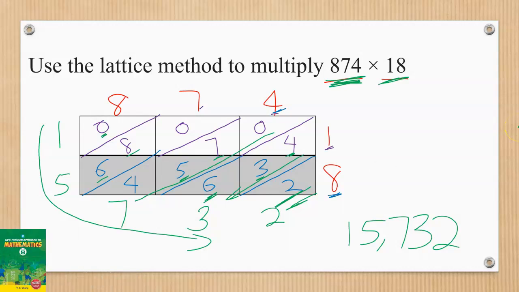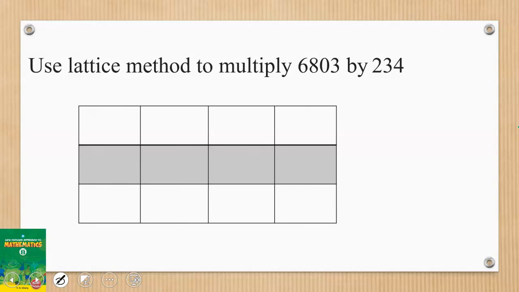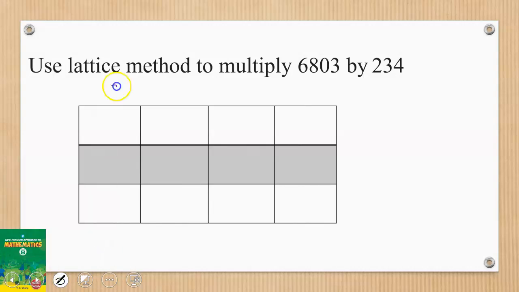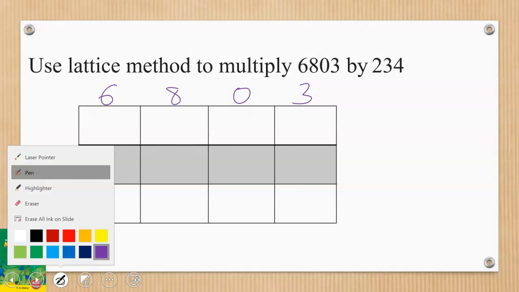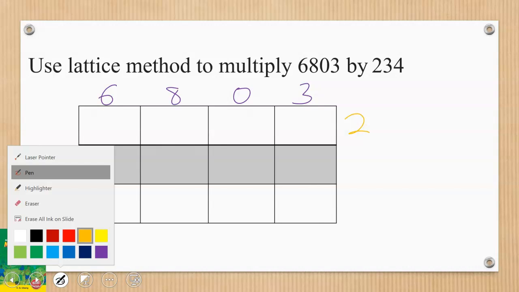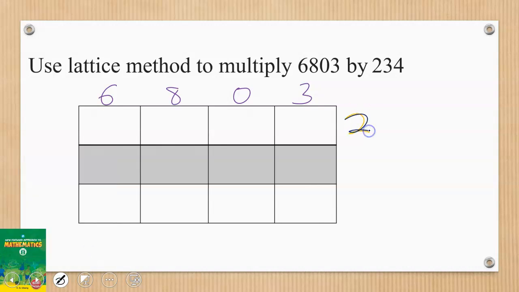Now let's take another example and see. Use the lattice method to multiply 6,803 by 234. So again, each digit comes in as 6, 8, 0, and 3. Then down here, let me also write 2, 3, and then 4.